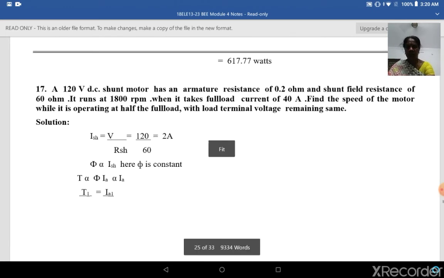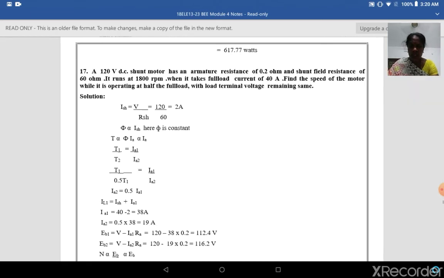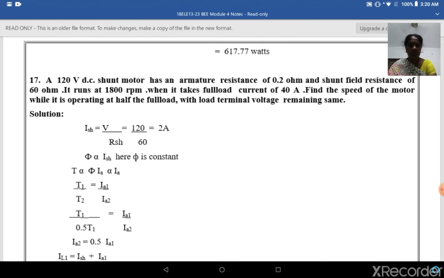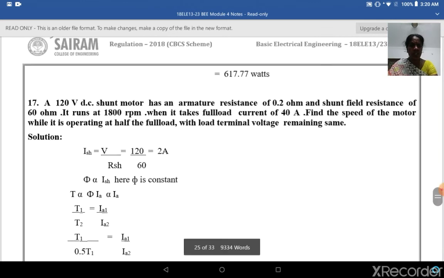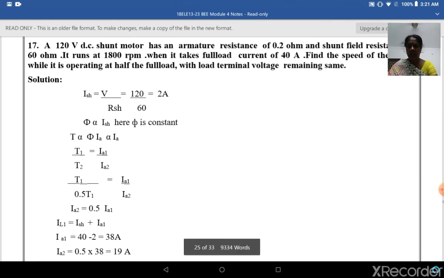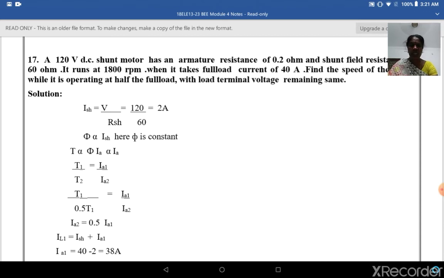Next one, a 120 volt DC shunt motor has an armature resistance of 0.2 ohm and shunt field resistance of 60 ohms. It runs at 1800 rpm when it takes full load current of 40 amps. Find the speed of the motor while it is operating at half full load with the load terminal voltage remaining the same. Solution: I shunt can be given as V by R shunt.